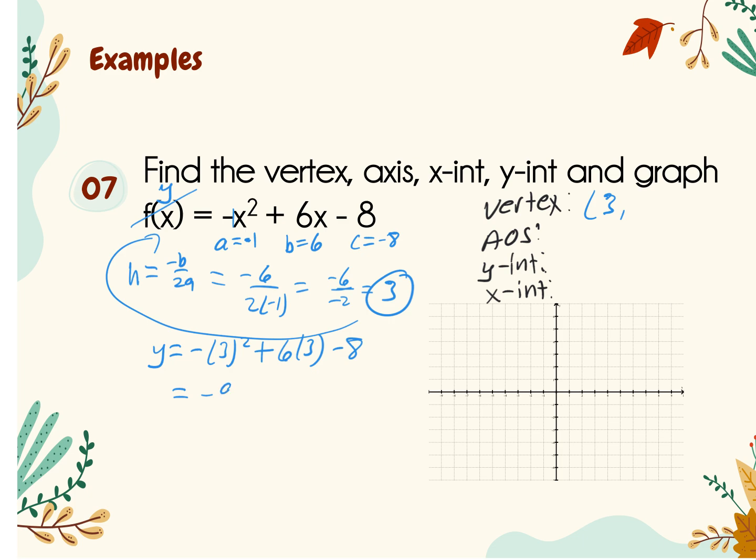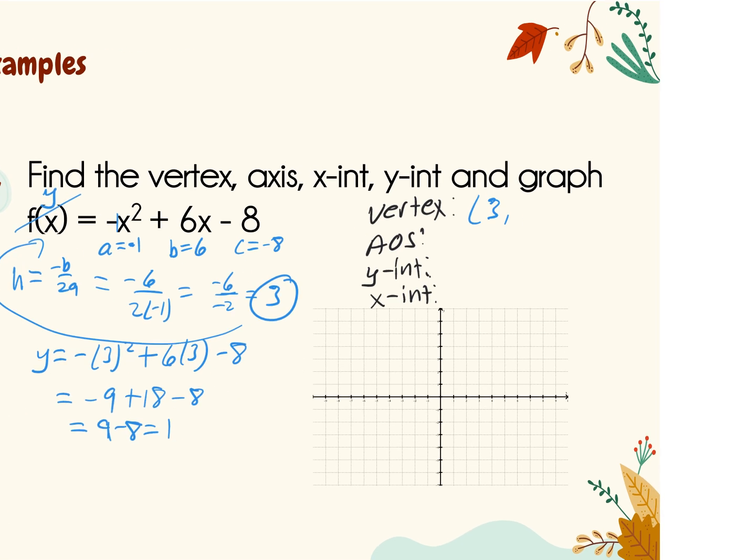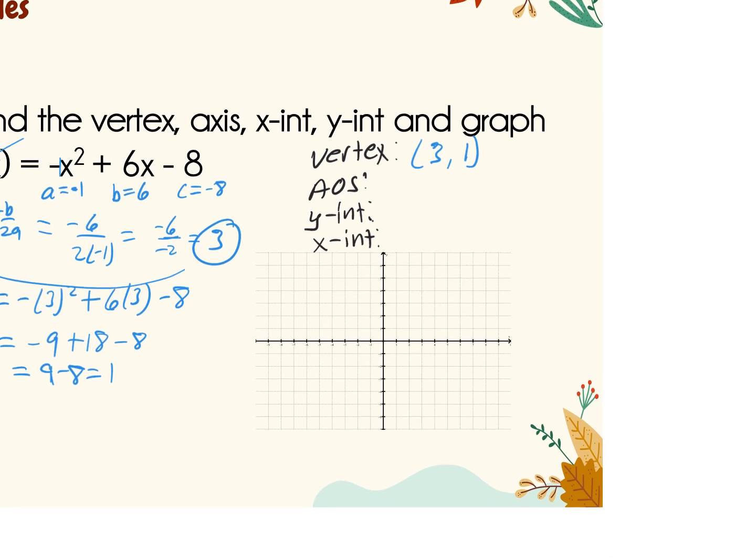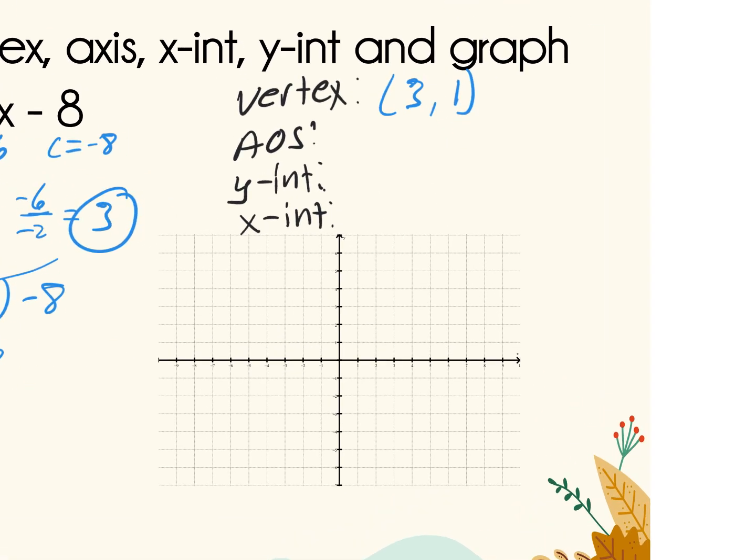And then this becomes -9 plus 18 minus 8. Then simplify this a little bit. We get that this is 9 minus 8, which is 1. So our vertex is going to be 3, 1. Let's go ahead and plot that point. It's going to be right there.